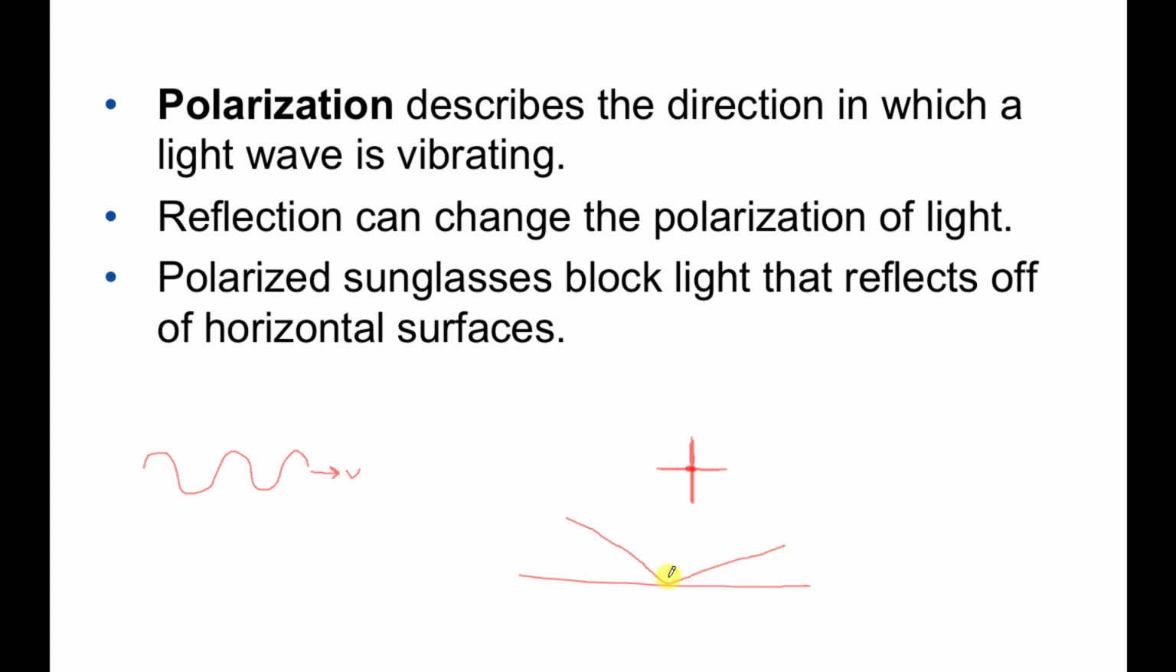And so you don't want to see that light reflecting off of this shiny surface of the road. You'd rather see the light coming from the cars ahead and so on. So your sunglasses can block the reflected light. Not all of it, but a good enough amount that it helps you see a little bit better.